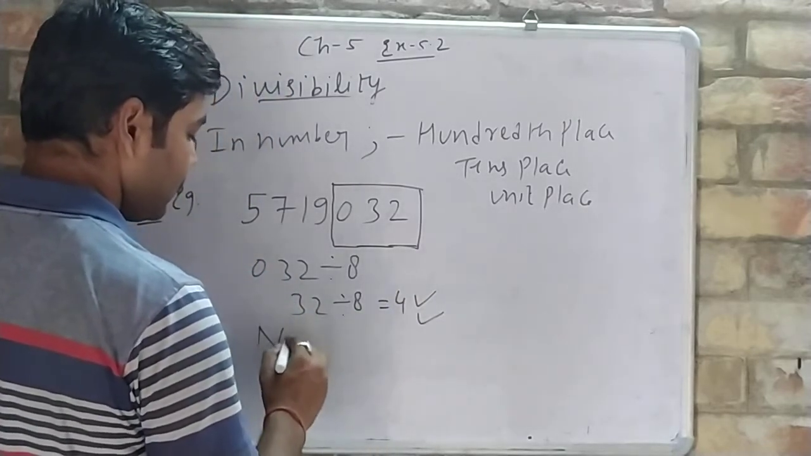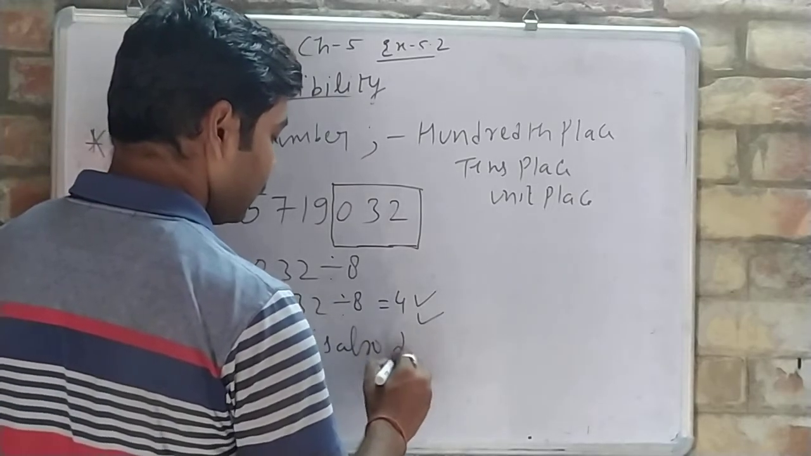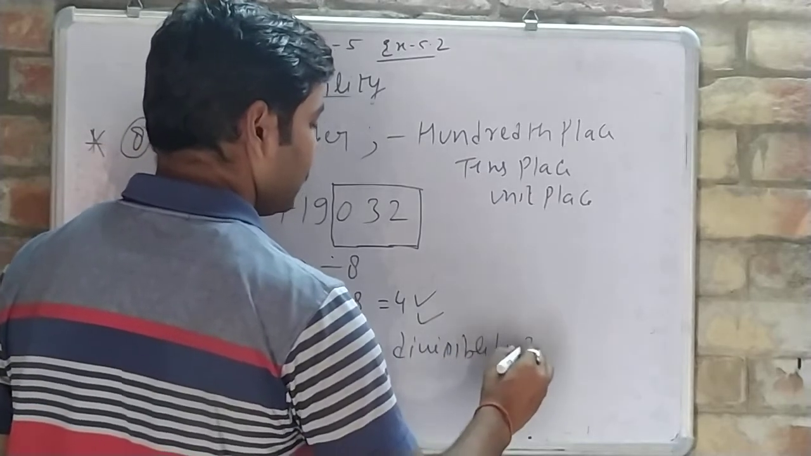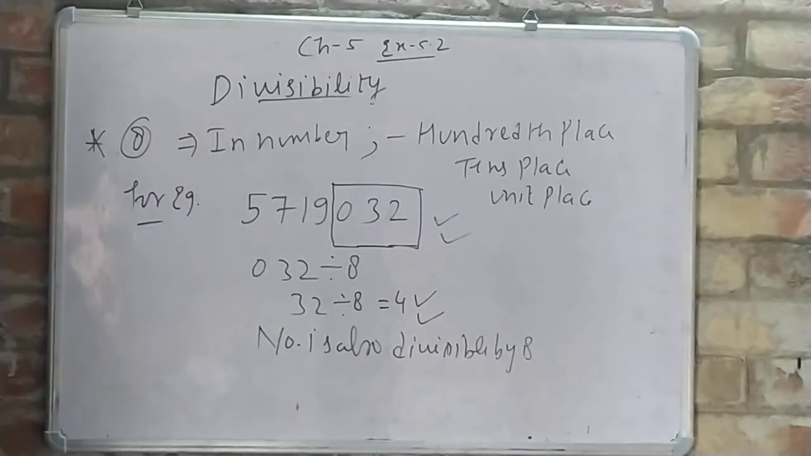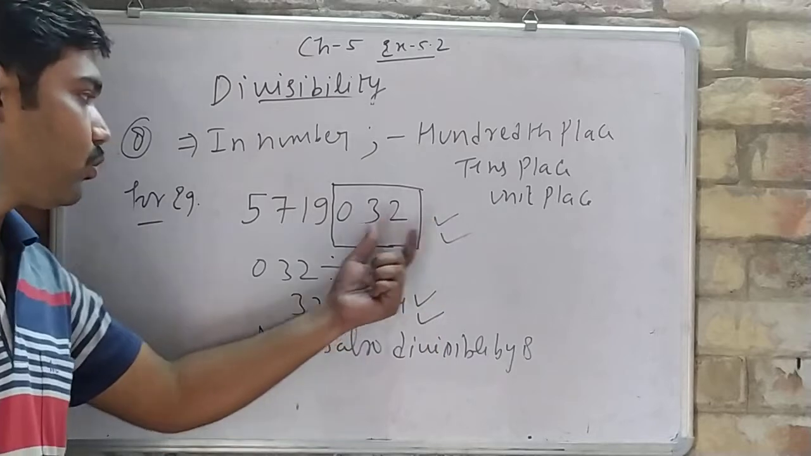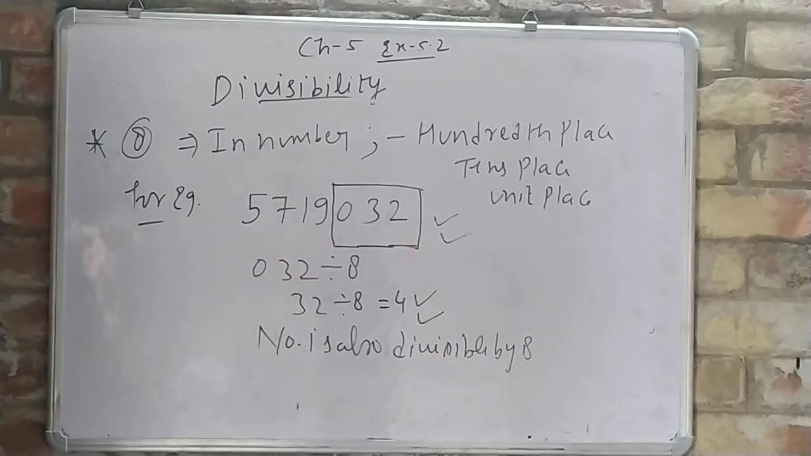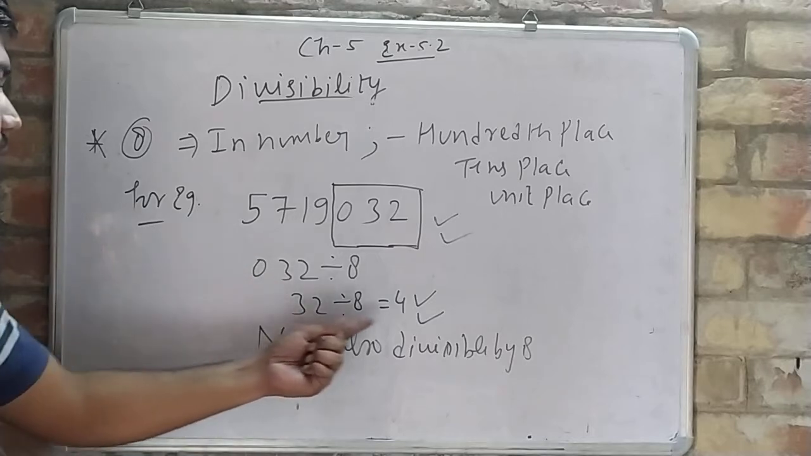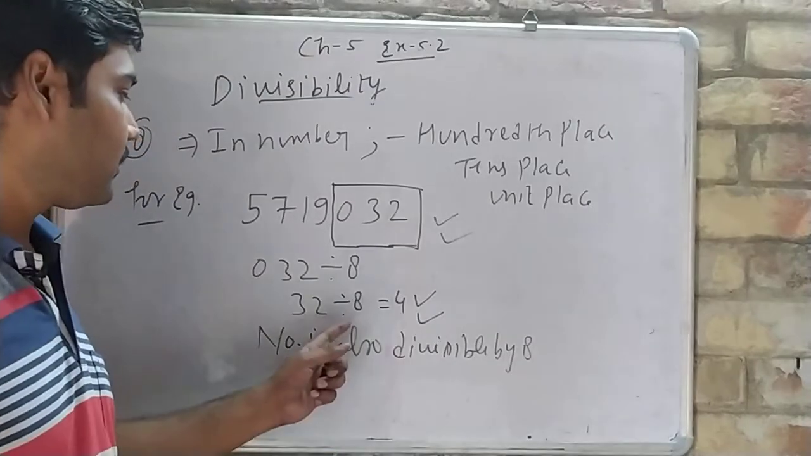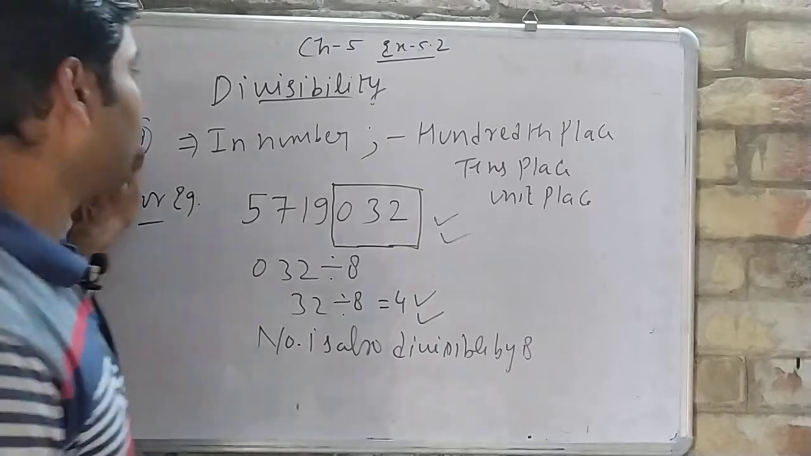So this number is divisible by 8. Okay, why? Because the 100th place, 10th place and unit place all together form the number 032, and we check the divisibility of 8 there. We are seeing that yes, it is divisible by 8, so the number is also divisible by 8. So this is the divisibility of 8.